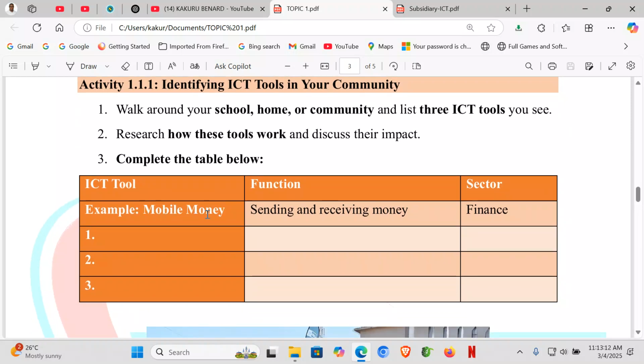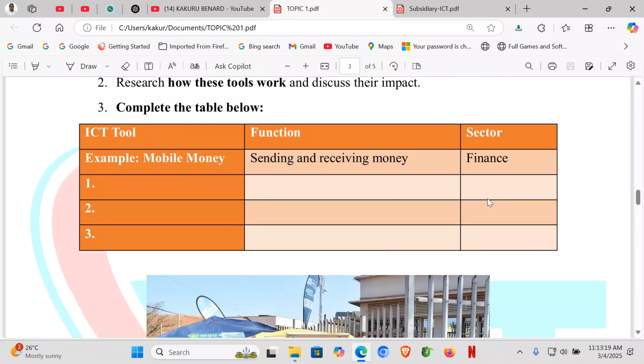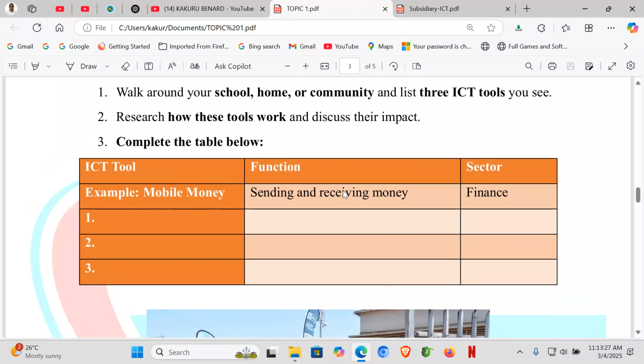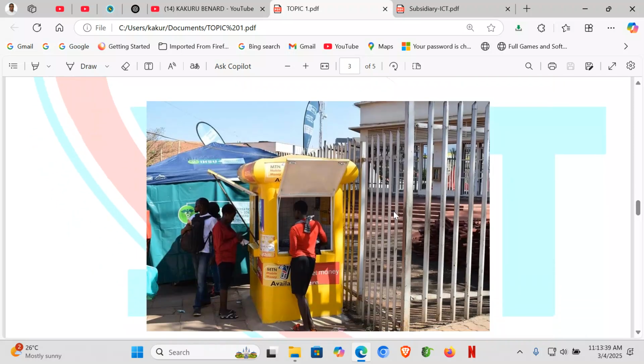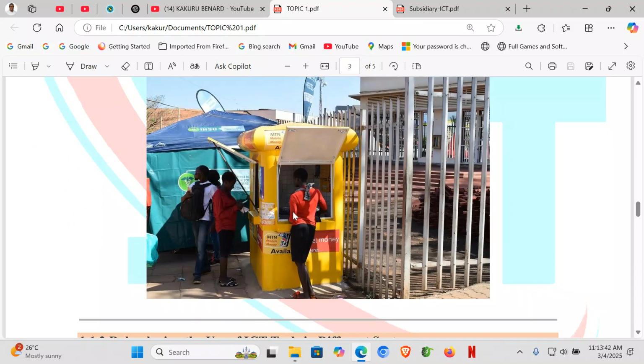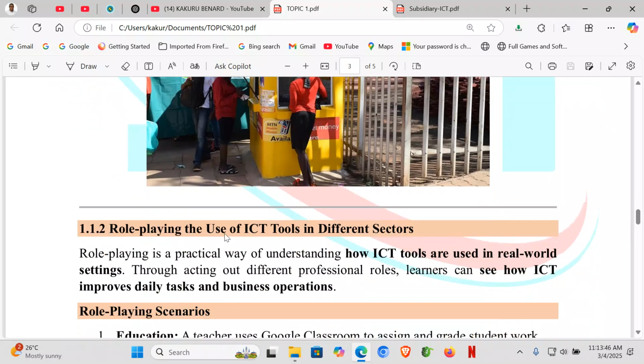ICT tool, for example, mobile money. What is its function? Sending and receiving money. The sector is finance. So you can fill that table after conducting your research in your school. So for example, go around your school, you can go to the computer lab, you can go to the bursar, you can go to the library, go to all those departments and list 3 ICT tools you see. So research about them. For example, here we are seeing a mobile money attendant attending to these clients.